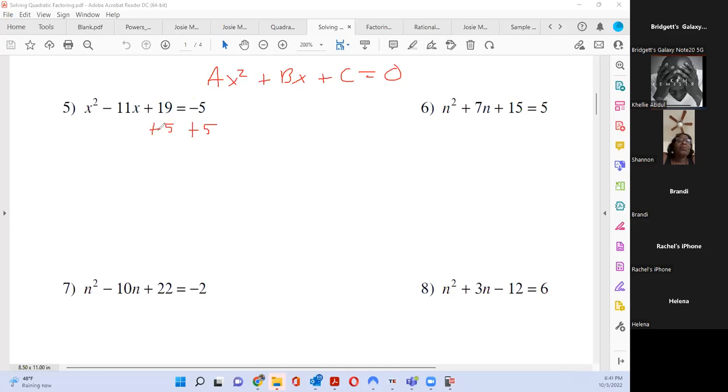Now, I put the plus 5 under the 19 because those are like terms. I didn't put the 5 under the minus 11x. I didn't put the 5 under the x squared. They're not like terms. I put the 5 under the 19. So now, I combine those. I get x squared minus 11x plus 24 is equal to 0. Now, my quadratic equation is in standard form. Now, you can also plug it in the calculator, but I'm going to show you how to factor it. So how would you factor this problem? What's A equal to?